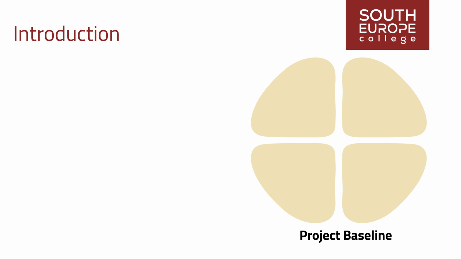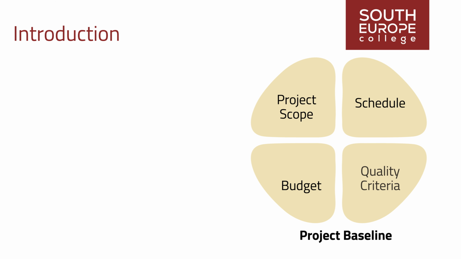A project baseline refers to a predefined set of project parameters and components that serve as the established reference point for measuring and evaluating project performance throughout its life cycle. Typically, a project baseline includes critical elements such as the project scope, schedule, budget, and quality criteria, which are finalized and approved at the project's outset. These baseline components represent the planned or target values against which actual project progress and outcomes are compared.